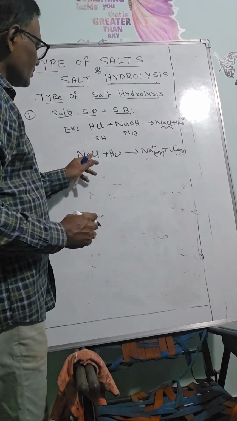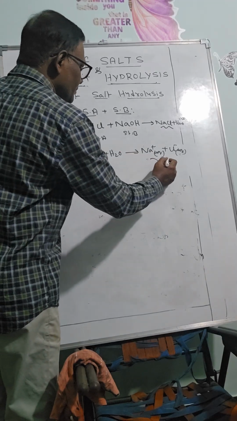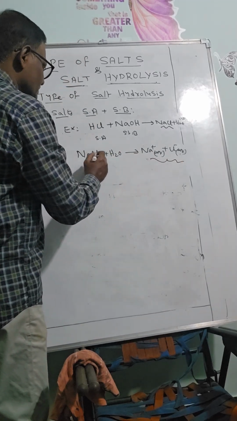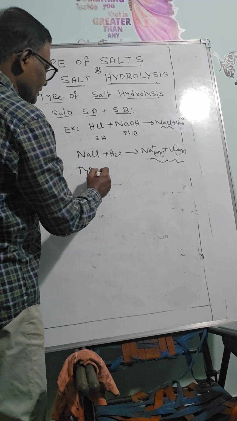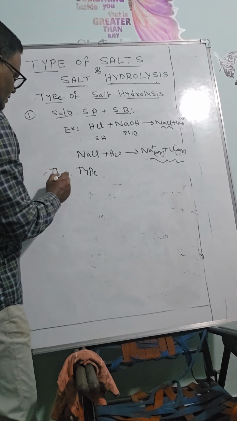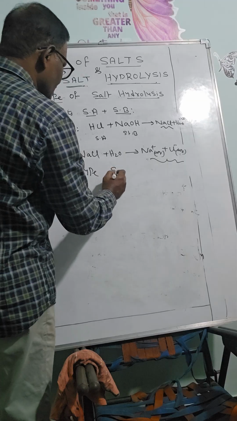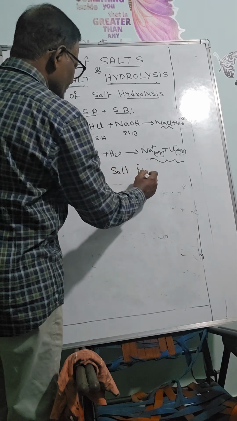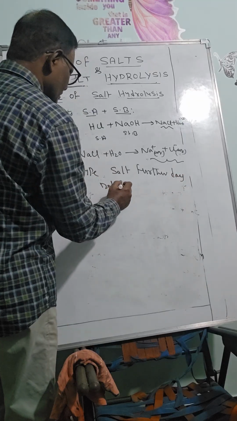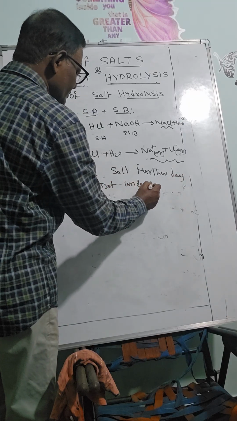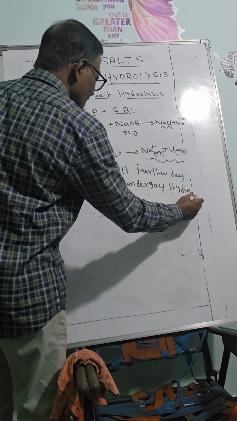Here this salt further does not undergo reaction. It only dissolves to form the Na plus and Cl minus ions. So that's why this type of salts do not undergo hydrolysis. This type of salts I am discussing, salts of strong acid and strong base, further does not undergo hydrolysis.